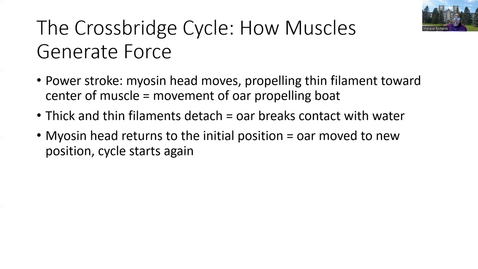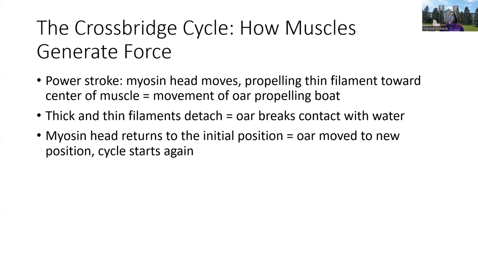Now, when the thin and thick filaments detach or break contact, we can again consider that the oar paddle breaking contact from the water, right? So you're lifting your oar paddle away from that spot where you have now dragged water behind you. And so that would be the disengagement of the thick and thin filaments. The myosin head would turn back to its initial position, right? So you're bringing your oar to a new position in the water and then dragging it behind you again. So this is sort of an example that illustrates exactly how cross-bridge cycling is happening.